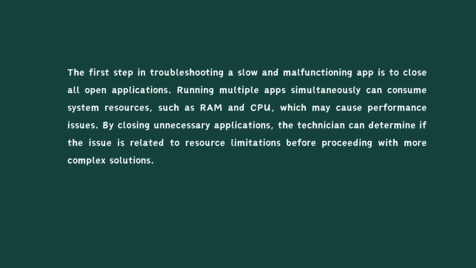The first step in troubleshooting a slow and malfunctioning app is to close all open applications. Running multiple apps simultaneously can consume system resources, such as RAM and CPU, which may cause performance issues. By closing unnecessary applications, the technician can determine if the issue is related to resource limitations before proceeding with more complex solutions.